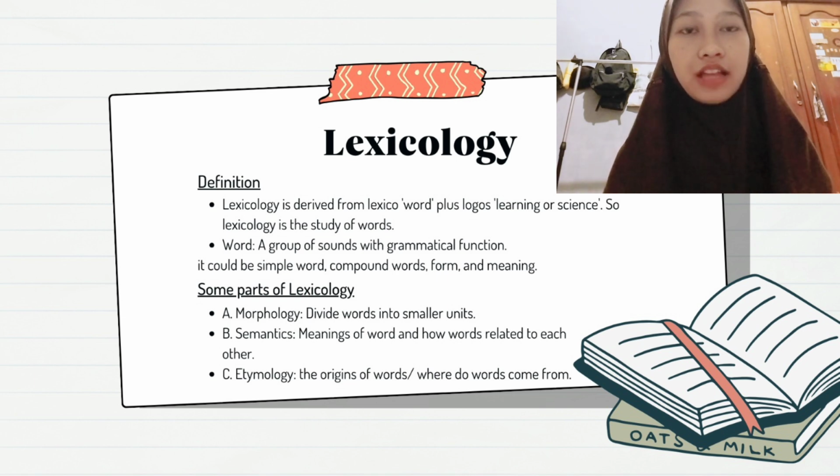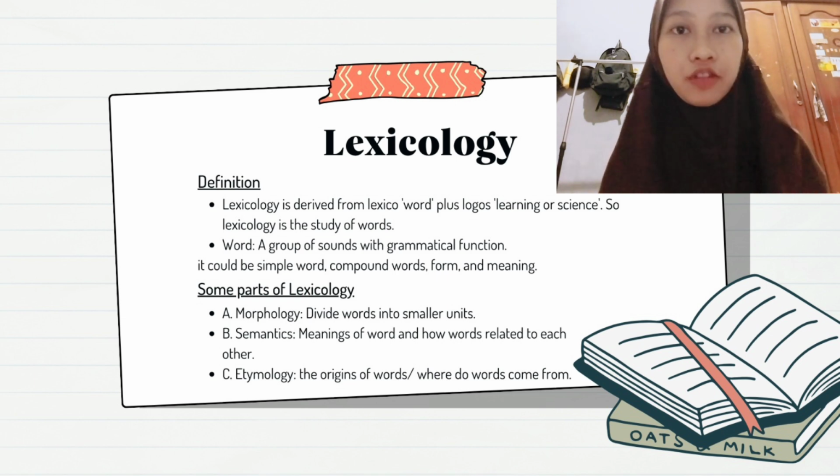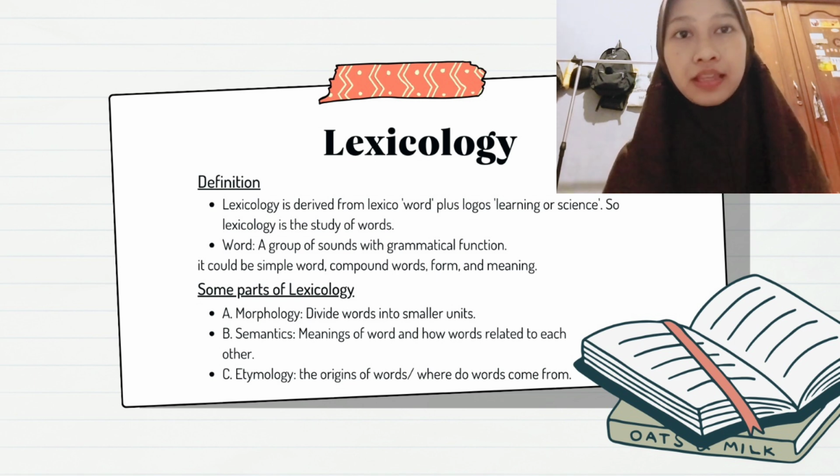There are some parts of lexicology. The first one is morphology. It divides words into smaller units. For example, inexplicable. It means it cannot be explained. From explain, which means to explain, in makes it negative, and able means it's possible.